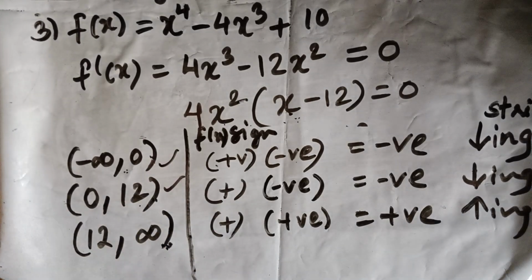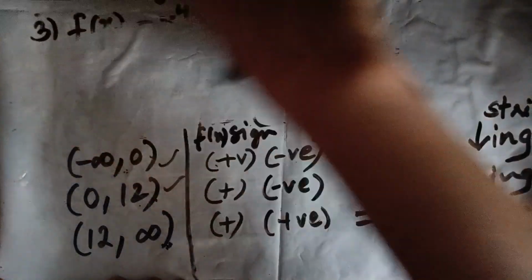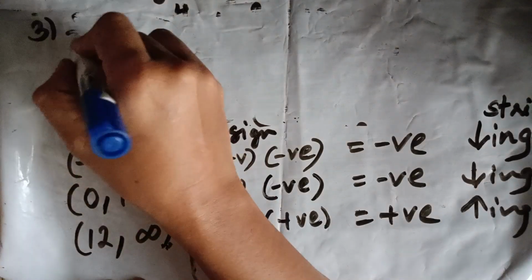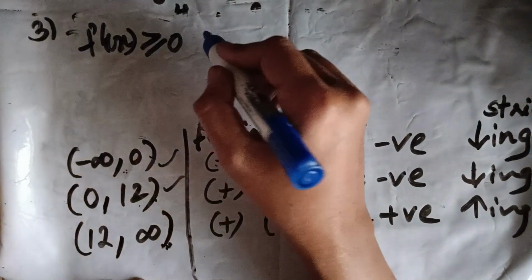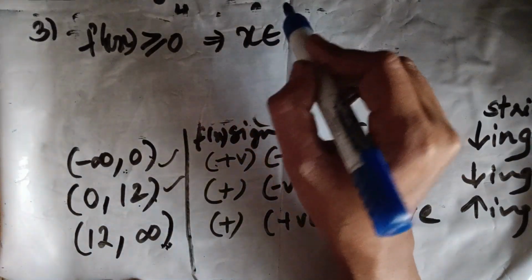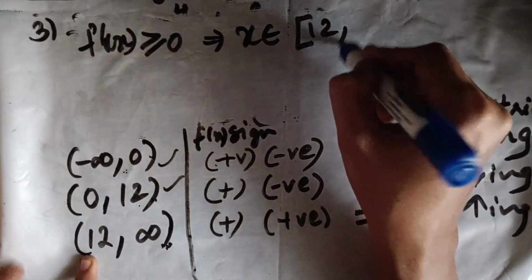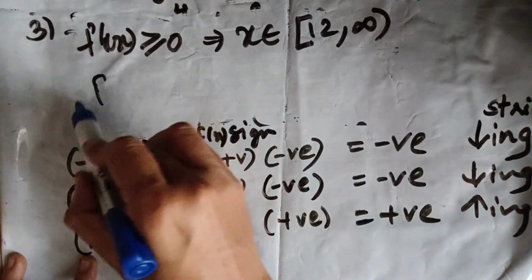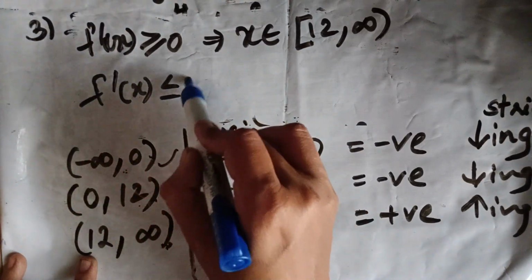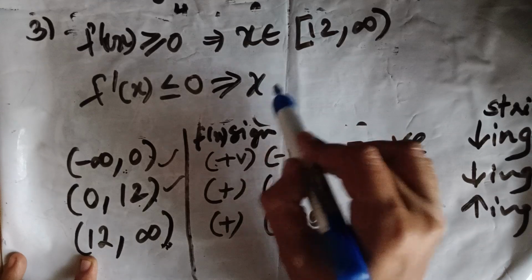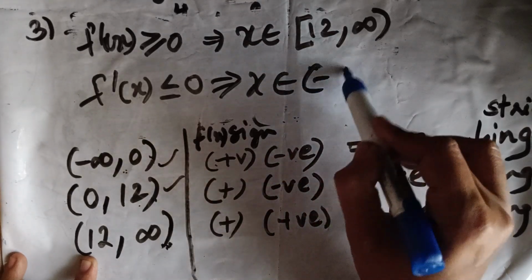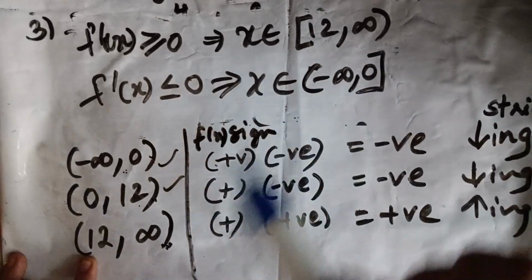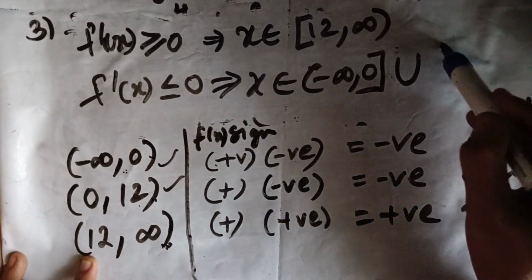What about only increasing or decreasing? So f dash of x is greater than or equal to 0 for the interval where 12 you have to include. And it is only decreasing on the interval 0 union. This way also you can write.